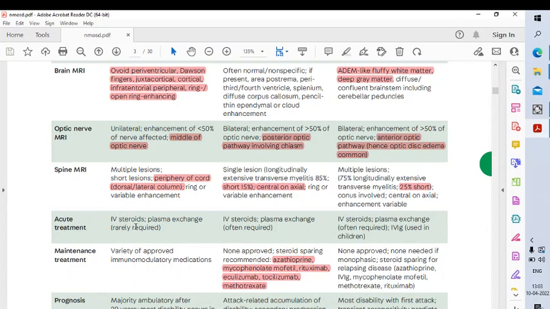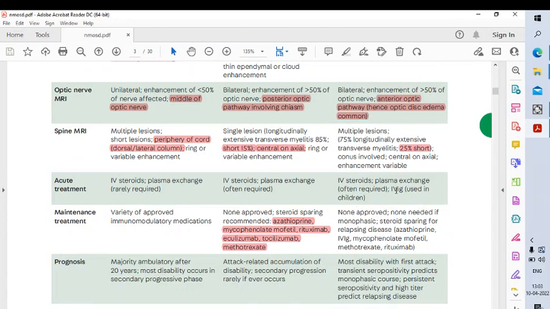Acute treatment: in MS we have IV pulse therapy, methylprednisolone, and plasma exchange is rarely required. But in NMO, IV steroid and plasma exchange are often required. And in MOG, IV steroid, plasma exchange, and IVIG can be used in children. Now, maintenance therapy: we have a long list of therapies for multiple sclerosis, whereas none is approved for NMO. But the drugs which we give in maintenance are azathioprine, mycophenolate, rituximab, eculizumab, tocilizumab, methotrexate. And for MOG, we have azathioprine, IVIG, mycophenolate, methotrexate, rituximab.